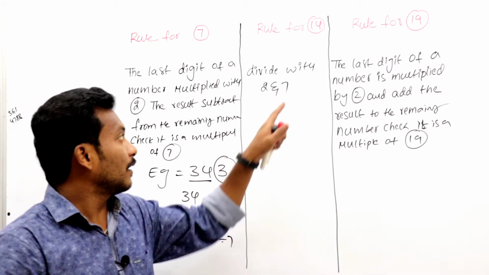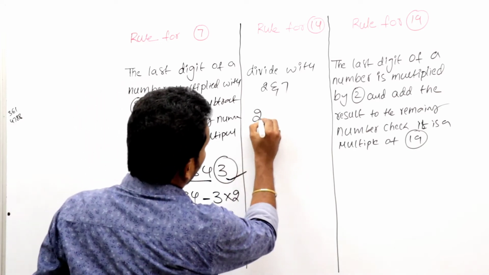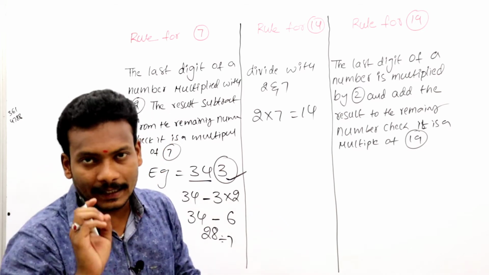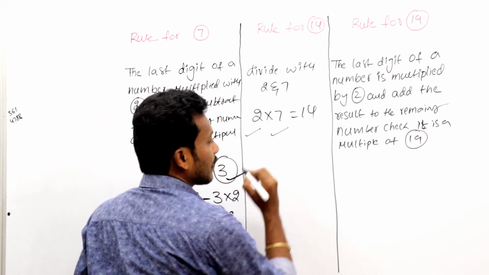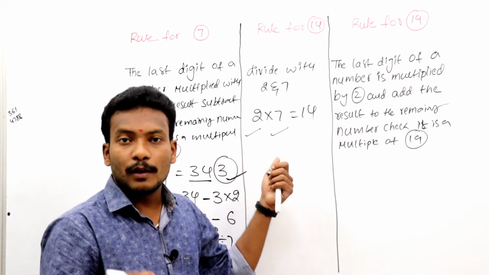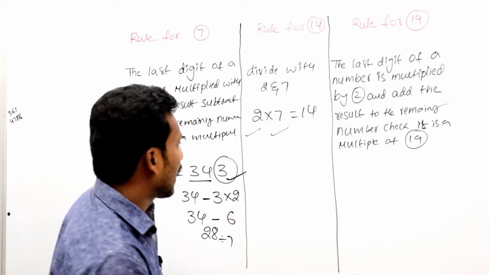Okay, already now for the rule for 14. What is 14? 2 into 7 is equal to 14. Whenever a number is exactly cancelled with 14, it must be exactly cancelled with 2 and 7. What is the rule for 7? This one. What is the rule for 2? The unit place must consist of 0 or an even number. Okay, I will check this one.